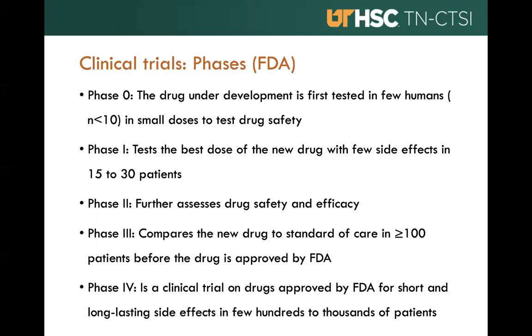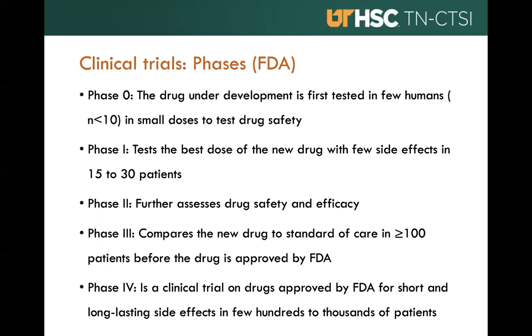So when we talk about clinical trials, especially drug clinical trials, there are two different phases. One is the FDA clinical trial phase, and the other one is the NIH clinical trial phase. Today we'll look at the FDA clinical trial phases. The FDA clinical trial phase starts with phase 0.